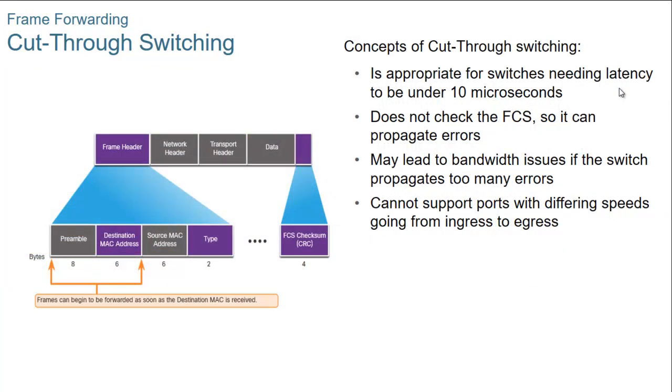The concept of cut-through switching is appropriate for switches needing latency to be under 10 microseconds. It does not check the FCS, so it can propagate errors. That's not a good thing. You don't want errors to be propagated throughout the network. It may lead to bandwidth issues if the switch propagates too many errors, and it cannot support ports with different speeds going from ingress to egress.